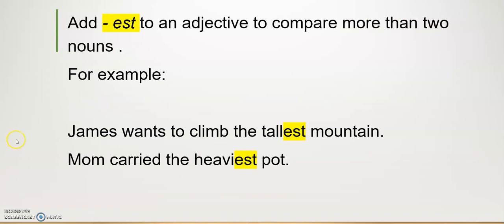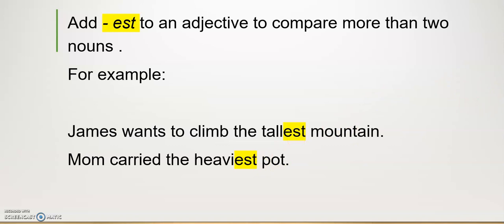Now, we can add est to an adjective to compare more than two nouns. Let's see. James wants to climb the tallest mountain. Okay, there is more than one mountain. There are lots of mountains, and I want to tell you that James wants to climb the tallest one. The tallest. That's why I added est.